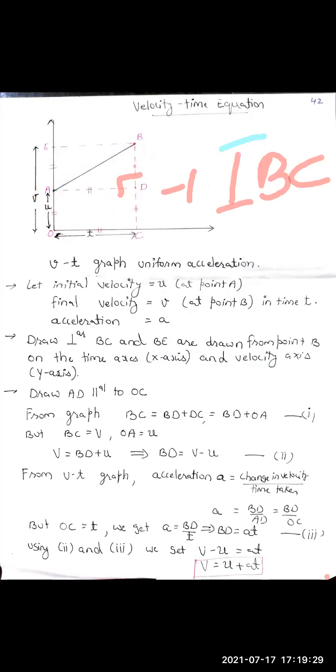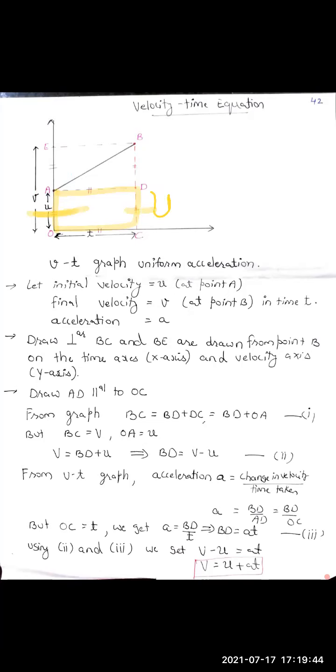Now, children, if you look at the figure very carefully, then this is a rectangle. And we know the opposite sides of a rectangle are equal. So children, if this is U, this is also U, okay? And if this is T, then this side is also T, right? Okay. One more thing we can see from this, and that is the bigger rectangle.